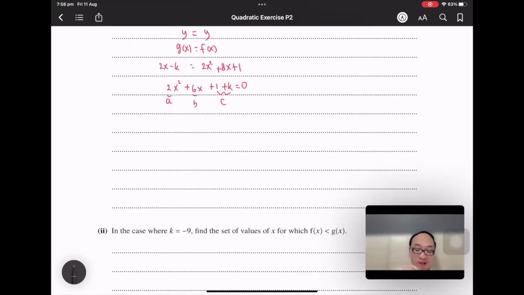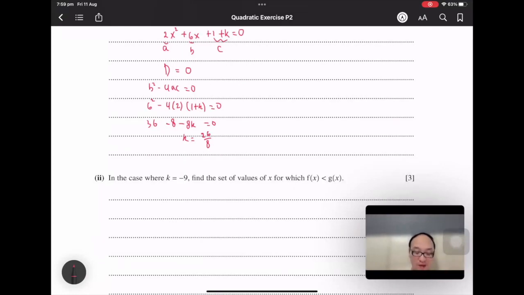From here, we can say that the discriminant equals 0. So b squared minus 4ac equals 0. So 6 squared minus 4 times 2 times (1 plus k) equals 0. So 36 minus 8 minus 8k equals 0. So k equals 26 over 8, or this equals 13 over 4.